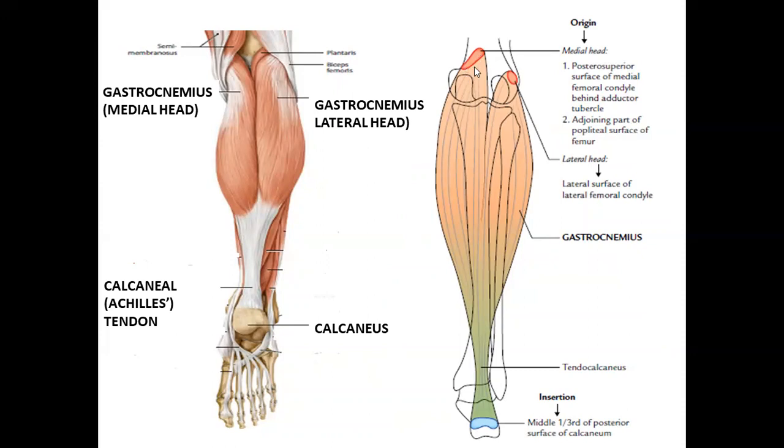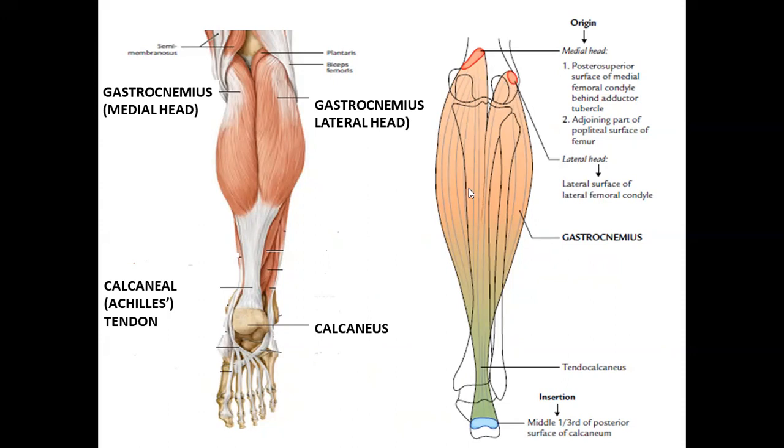So it comes from behind the adductor tubercle, from the posterior superior surface of the medial femoral condyle. Medial side comes from the medial side, lateral side comes from the lateral side, okay, but its origin will be broader. It also arises from the adjoining part of the popliteal surface of the femur. Then we have the lateral head. The lateral head arises from the lateral surface of the lateral femoral condyle.